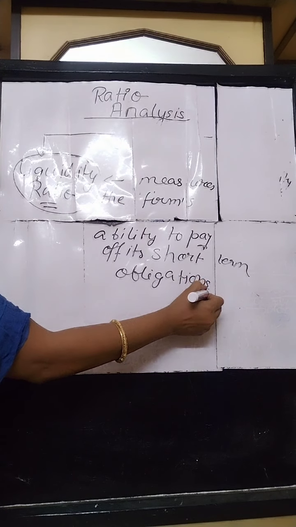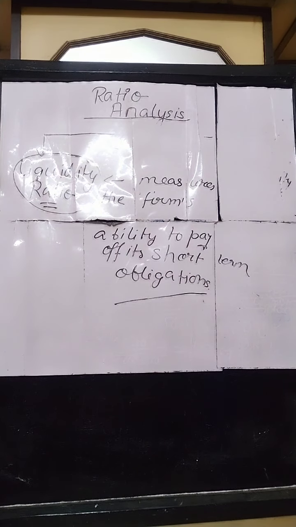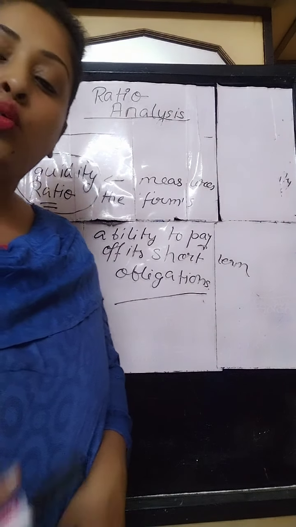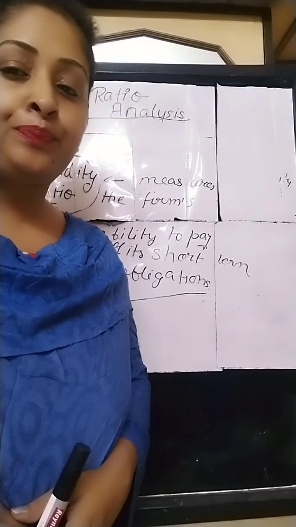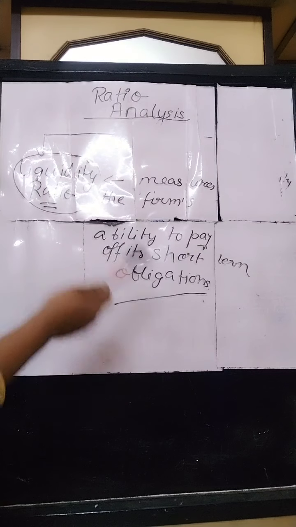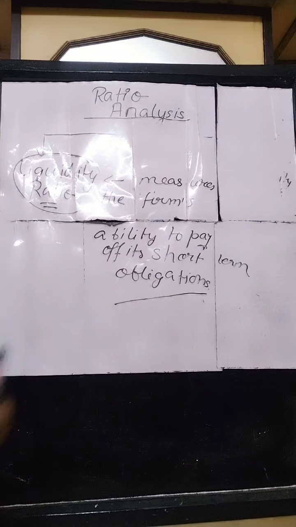Short-term obligations. What are the short-term obligations? For example, to pay off the stock, or to pay off the creditors. These are the small petty short-term obligations. Short-term obligations means the liability that has to be paid off within one accounting period, that is within 1 year. So liquidity ratio measures, it ascertains the firm's ability to pay off its short-term obligations.